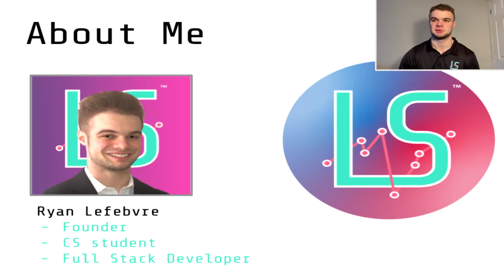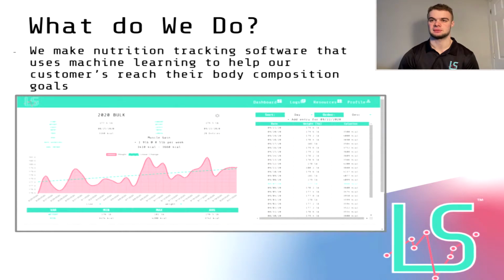I'm the founder of LogSmarter, a full-stack software developer and a senior computer science student at the University of New Hampshire. If you don't know about LogSmarter, we make nutrition tracking software and we use machine learning to help people reach and sustain their body composition goals. Our application uses a freemium model where we give our customers a limited time free trial. Then we require an auto-renewing monthly subscription once the trial is over to continue using our software.